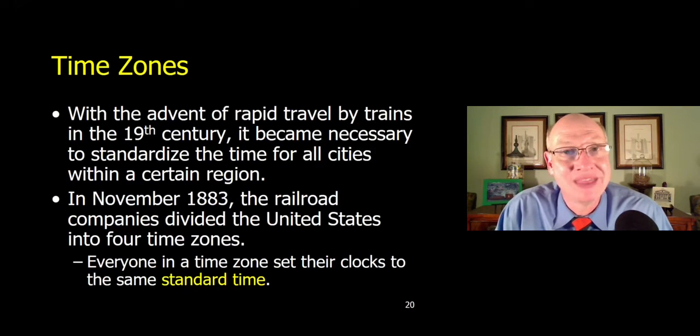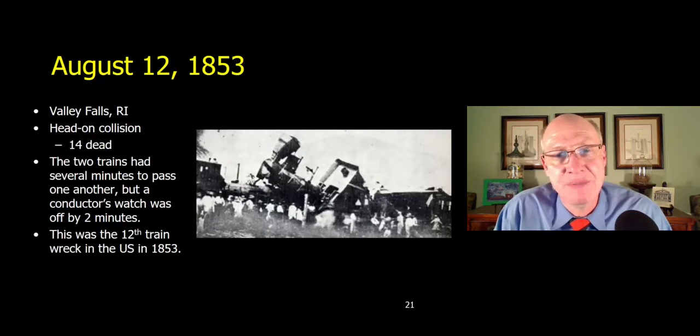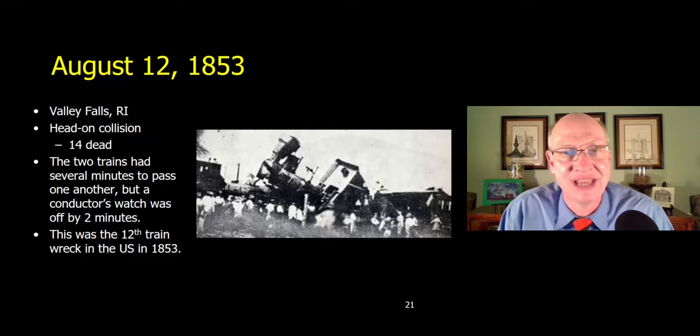The problem was that with the advent of railroads, now it mattered. In the early days of rail travel in the United States, every railroad kept time differently. The problem with the railroad was that everything had to run in synchronicity. Everything had to run on time, because if a train was early or late, it could cause an accident. In the mid-1800s, there were many, many train accidents in the United States.